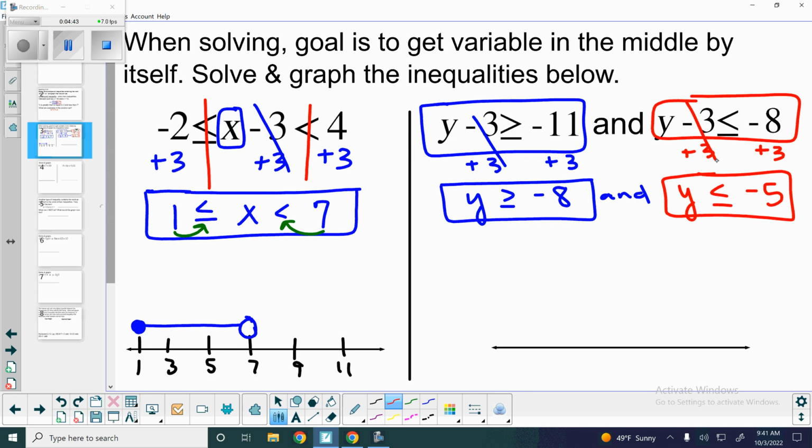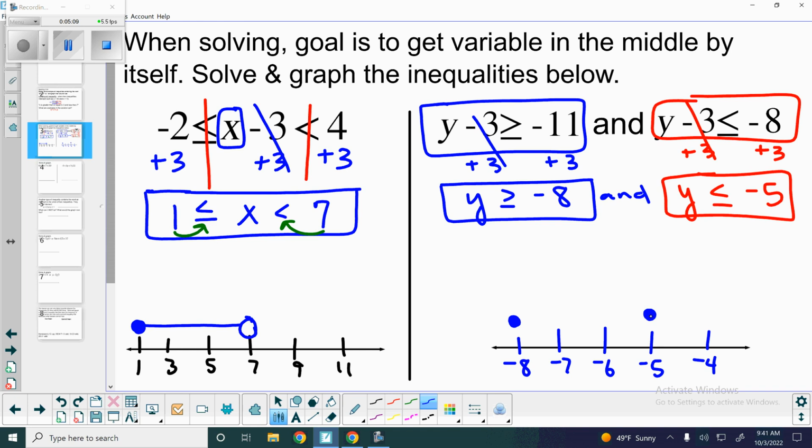So when I'm trying to graph this, I'm going to have 2 points, one at negative 8 and one at negative 5. So on my line, I'm going to have a negative 8, negative 7. So it looks like that. Y is greater than or equal to negative 8, so it's going to be a closed point, and y is less than or equal to negative 5, so it's also going to be a closed point.